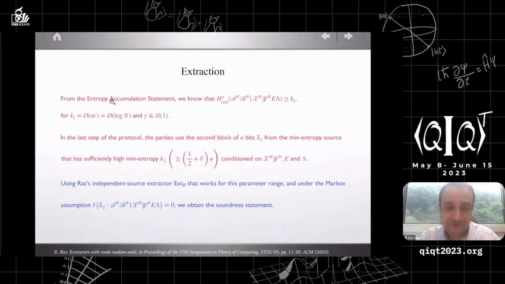Now, the details of that is that, we know from this entropy accumulation statement that the outputs have entropy of the order of m prime. The second block of n bits also has sufficiently high min entropy, which, as we said, is linear in n. We use Raz's independent source extractor that works for this particular parameter range. And under this Markovian assumption that the source and the device are conditionally independent, conditioned upon eavesdropper side information, we can apply Raz's extractor to get the final output bits.